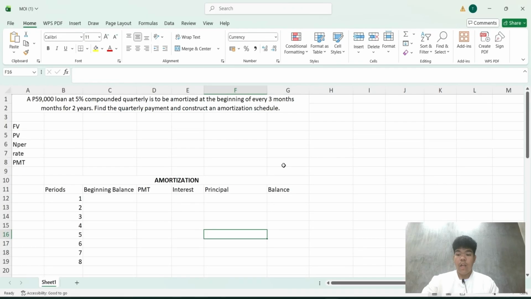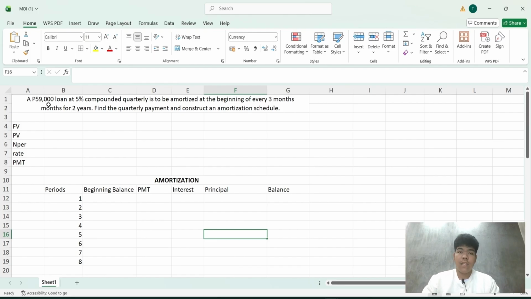Hello everyone, and in this portion of the video, I'll be teaching you how to make an amortization schedule. Here we have a problem. A 59,000 loan at 5% compounded quarterly is to be amortized by paying the loan every 3 months for 2 years. Find the quarterly payment and construct an amortization schedule.